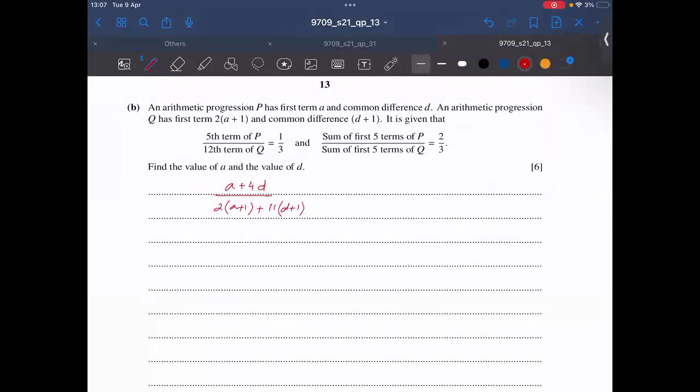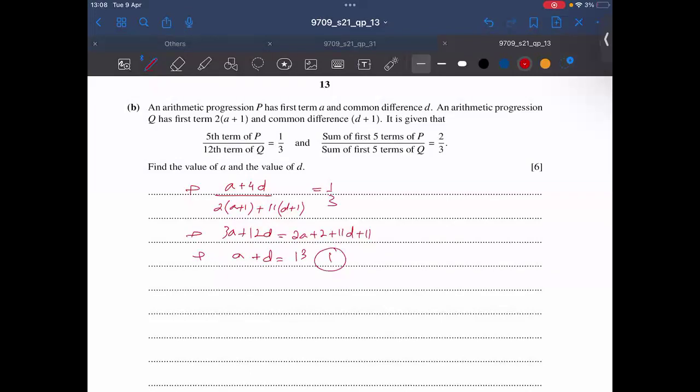Is going to be 12 minus 1 is 11 times D, which is D plus 1. And the first term is 2 bracket A plus 1 for Q equals to 1 over 3. So let us simplify this first. 3A plus 12D equals to 2A plus 2 plus 11D plus 11. 12D minus 11D is going to be A plus D equivalent to 2 plus 11 plus 11. 2 plus 11 is going to be 13.